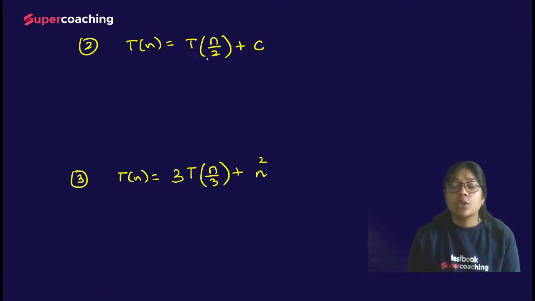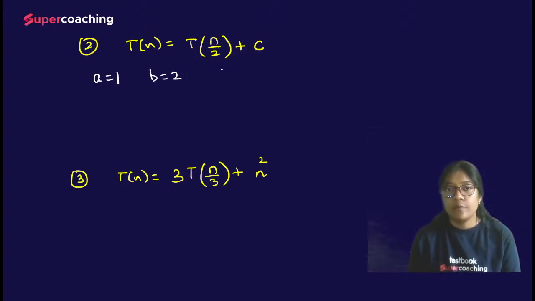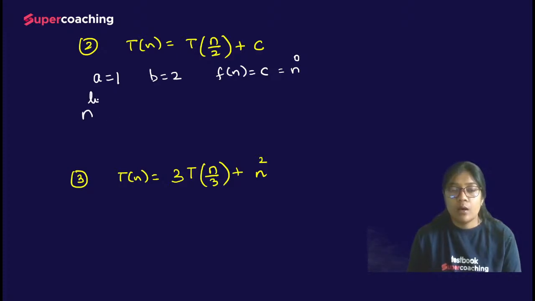Very good. So how we are getting theta of log n? If you identify here, a is 1, b is 2, and function f of n is some constant. That is nothing but n raised to power 0. We'll find out n raised to power log a with the base b. That is nothing but n raised to power log 1 with the base 2. 1 is nothing but 2 raised to power 0.